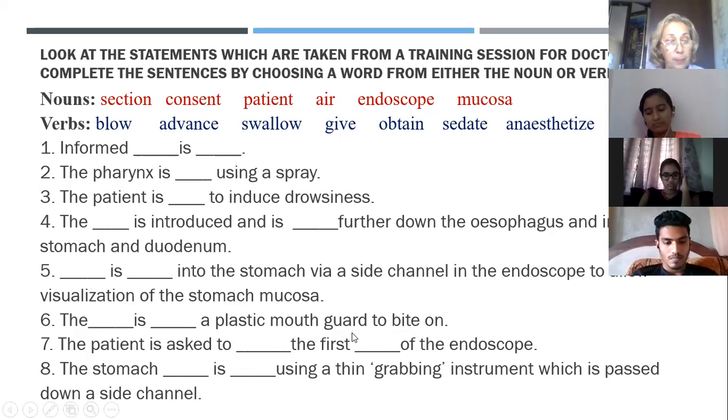Well, Rohita, please. Number 7. Rohita? Hello? Are you here? Rohita? Yes, ma'am. Number 7, read it, please. The patient is asked to swallow the first section of the endoscope. To swallow the first section. Exactly. The next is for Bhuvanesh.